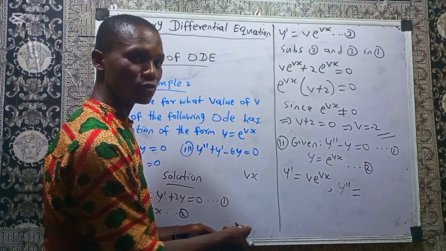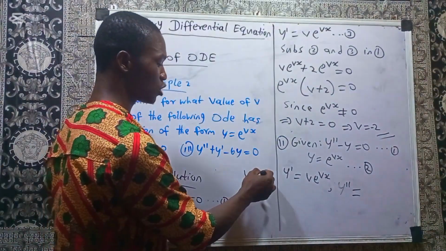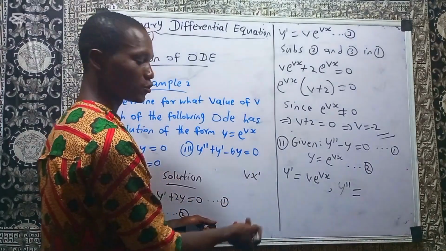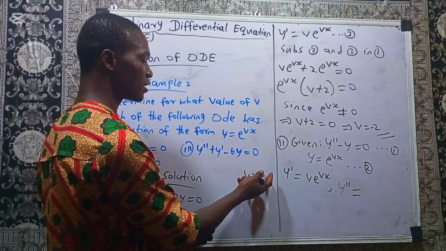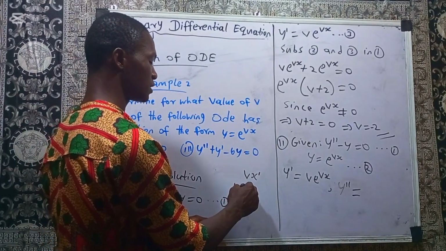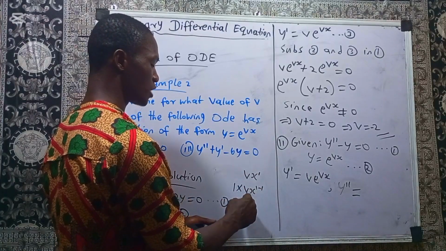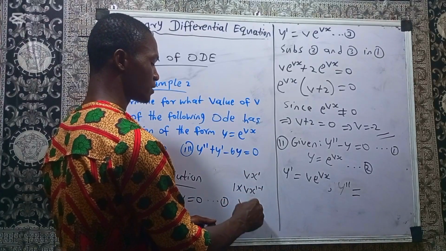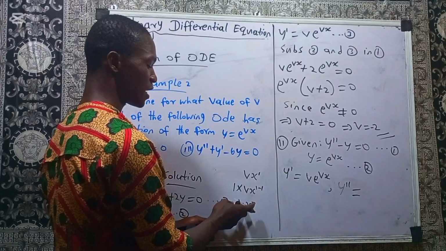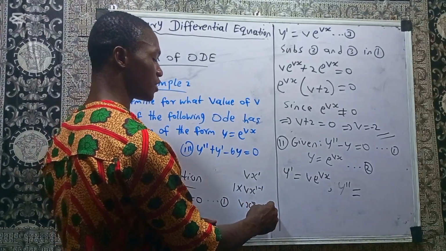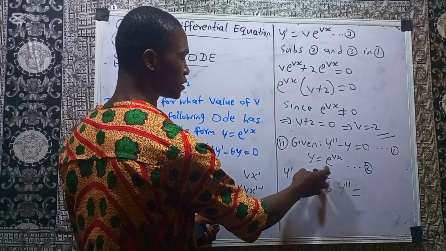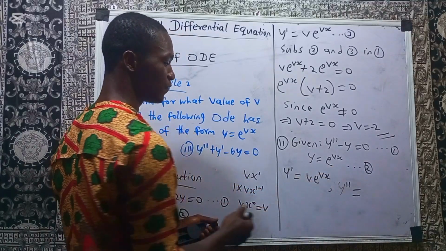You get v. You know how we got v? Because the power of x is what? 1. So what do you normally do? You bring down the power, right? 1 multiplying vx. You remove 1 from the power. You now have v x raised to power 1 minus 1 is 0. And x raised to power 0 is 1. So you have v, right? So if you differentiate the exponents, if you differentiate vx, you get v.